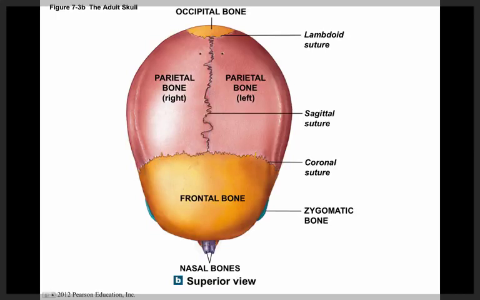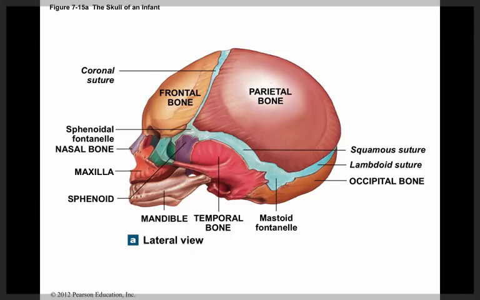Now these sutures are not there at birth. At birth, the cranial bones are connected by areas of fibrous connective tissue. These connections are flexible and the skull can be distorted without damage. So when the baby is going through the birthing process, the parietal bone and the frontal bone may overlap slightly, and after coming through the birth canal will then be able to go back to their original position. When we look at this, we see that there's a space then between the bones.